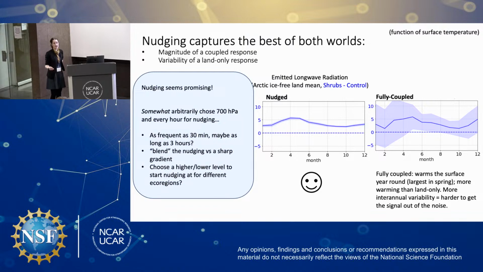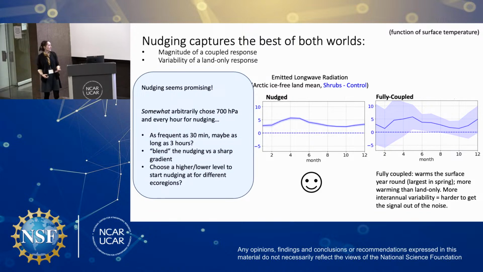Maybe I should have chosen 800 or 500, I don't know. And I nudged every hour. Again, you can do this as frequently as 30 minutes, which is the official guidance. Maybe you could do it less frequently, like 3 hours. There's some danger there with numerical instability. I mentioned this blending versus really sharply nudging so you don't get weird looking atmospheric circulations.